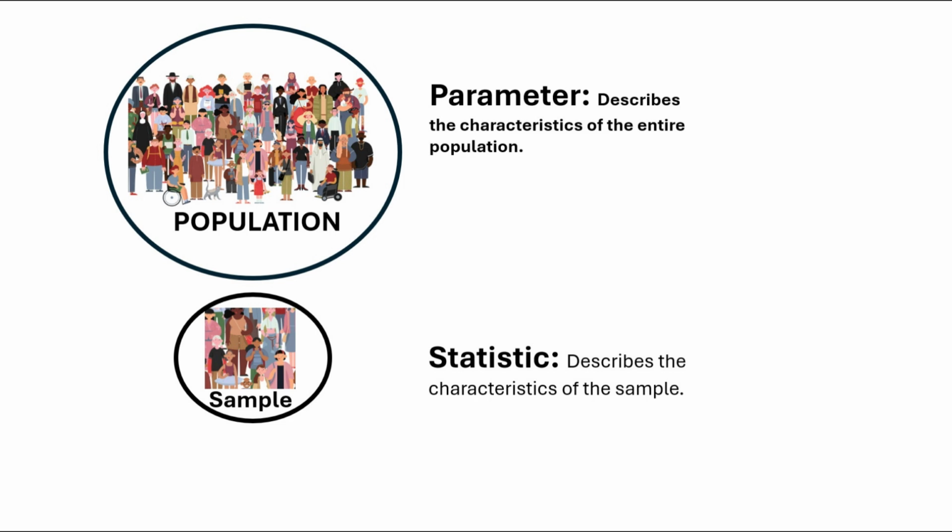After population and sample, the next terms are parameter and statistic. A parameter describes a characteristic of the entire population. For example, if we know the average satisfaction level of all customers, that is a parameter. A statistic describes a characteristic of the sample. For example, if we ask only some customers and get their average satisfaction level, that is a statistic. So, parameter is for the whole population, while statistic is for the sample.